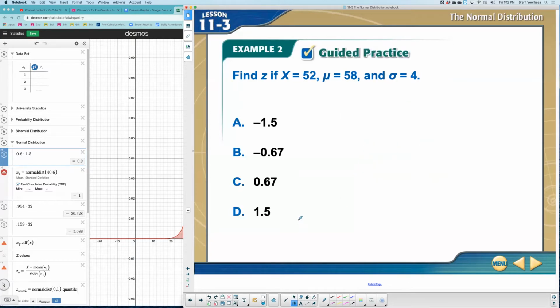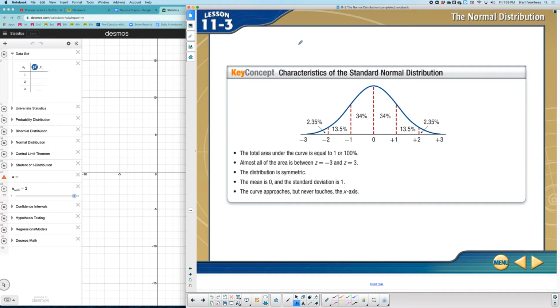Your turn. Find z, given the random variable of 52, a mean of 58, and a standard deviation of... Why do we need that from example 2? Like, why do we need a z? Well, here's what a z does. So we're used to the normal distribution. A standard normal distribution is a normal distribution in which your mean is 0 and your sigma, or your standard deviation, is 1.